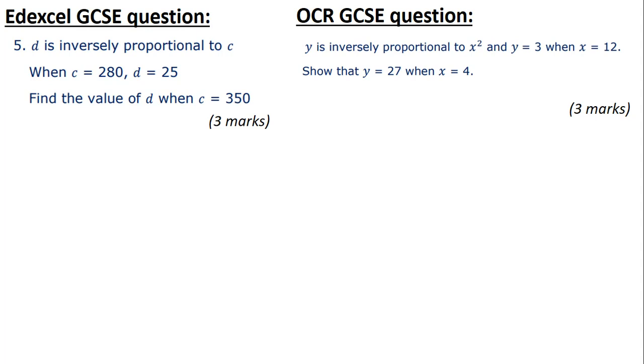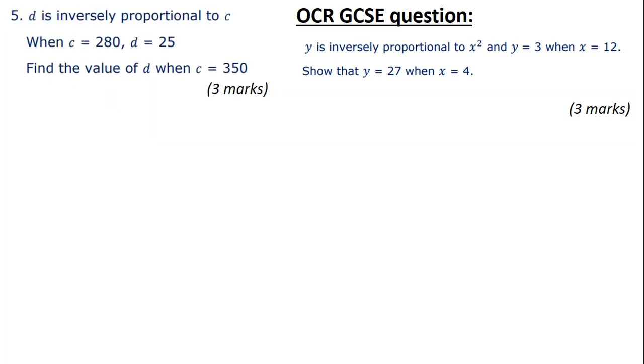So for the first one, we've been told that D is inversely proportional to C, so therefore D is proportional to 1 over C. That means that D is equal to some value K over C. We've been given a pair of values for C and D, so if we substitute both of them in together, we're now at the point where we're going to get our first mark for this question. You're then going to have to times both sides by 280 to get 7,000 as your K value.